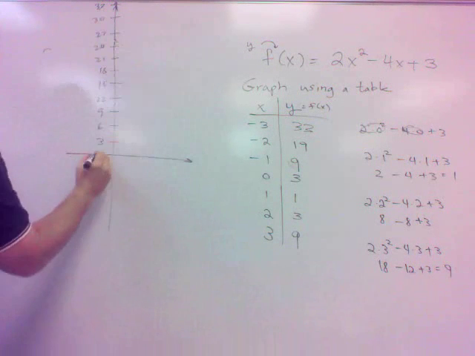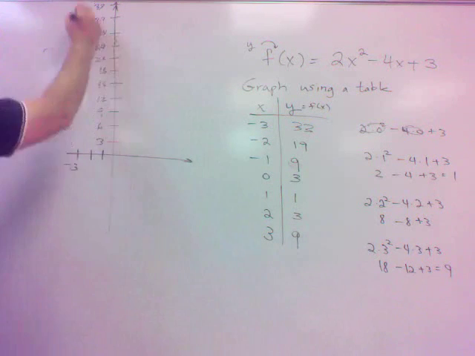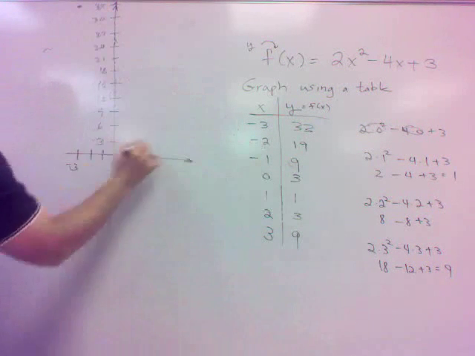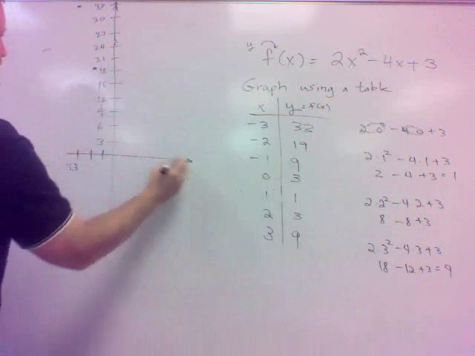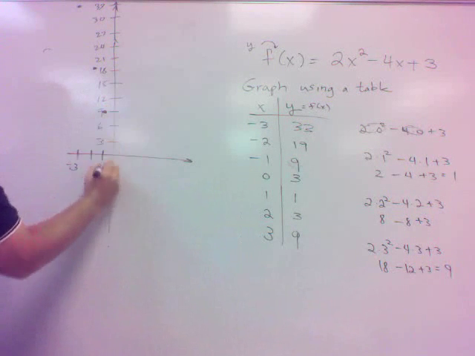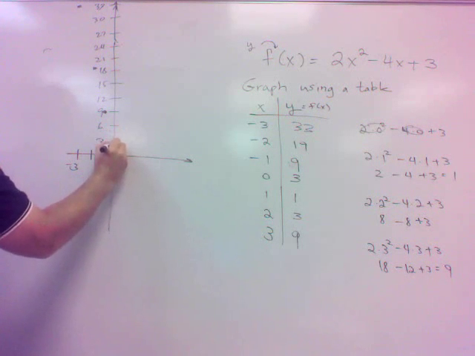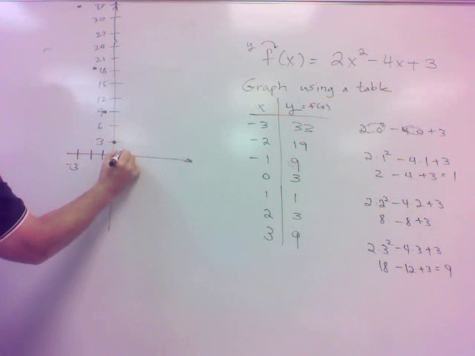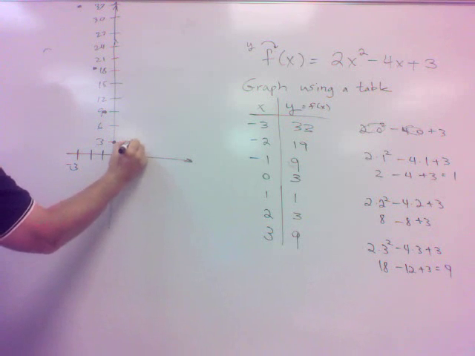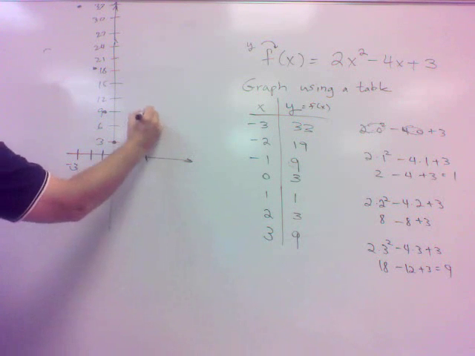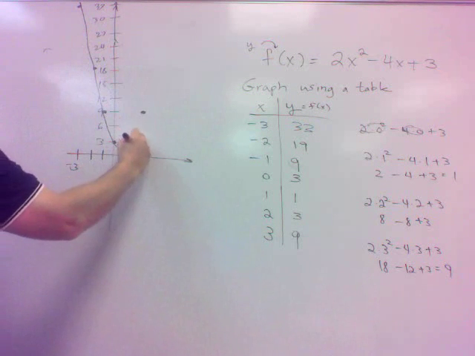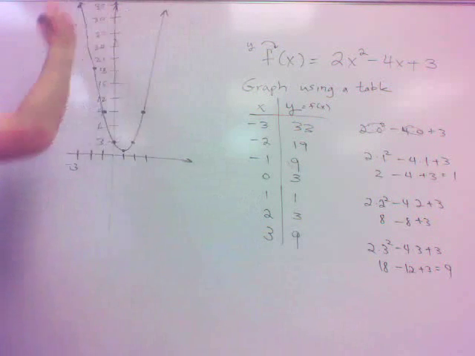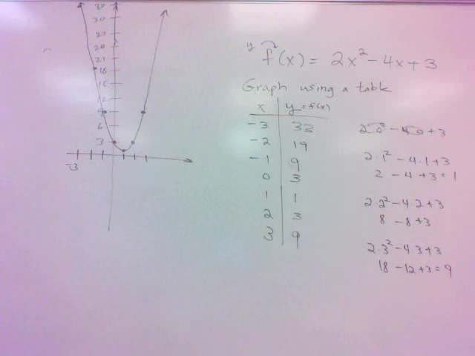All right. So at negative 3, I get 33. So that one's up here. Negative 2, I'm at 19, so that's going to be right about here. Negative 1, I'm at 9, so that's right there. 0, 3. 1, 1. 2, 3. And 3, 9. So there you go. And that's just going to keep going symmetrical like that. With me on that? Is that okay? All right.